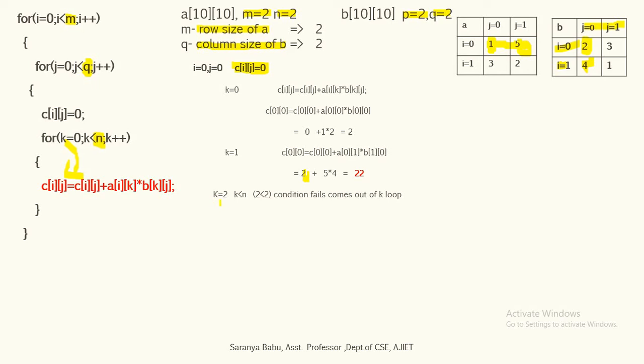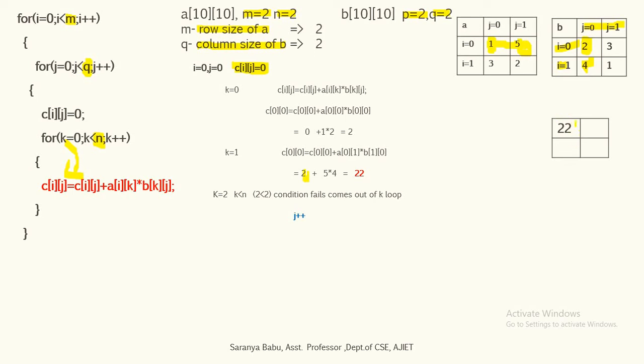Now the k value is getting incremented, k now becomes 2 and it checks the condition, 2 is less than 2. No, it is coming out of the k loop, and j is getting incremented, which is the outer loop. And now for the element C of 0, 0, this i value is 0 and the j value is also 0.